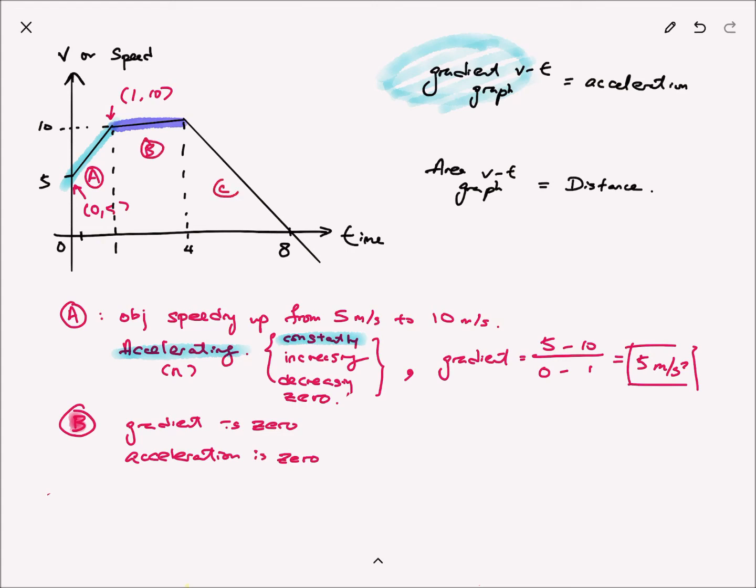Now how about if I want to describe C? Well, C is quite simple, right? Let's look at the gradient. What is the gradient? Oh, the gradient is a straight line, right? So the gradient is constant. Now you also notice here that this gradient is negative, right? So how would you describe its acceleration? Replace the word gradient with acceleration and then just say acceleration is constant and it is negative.